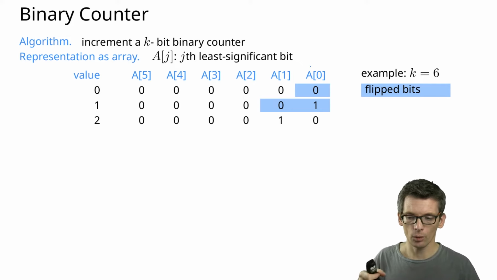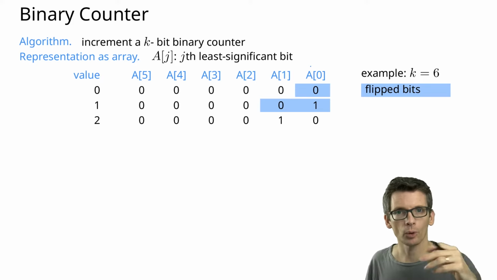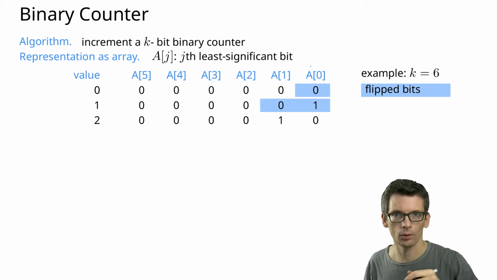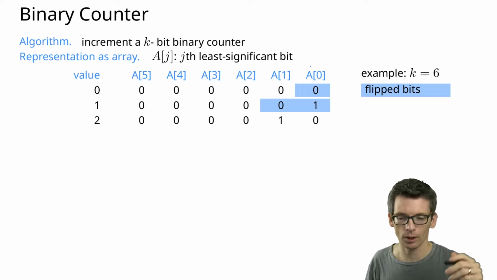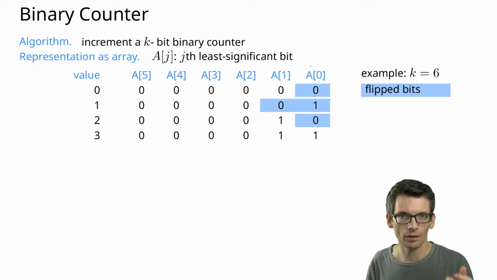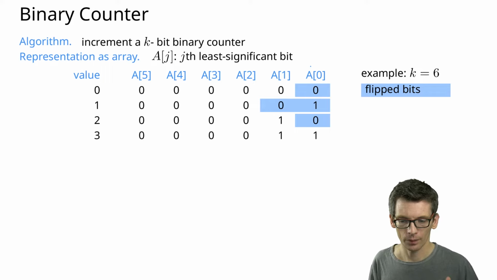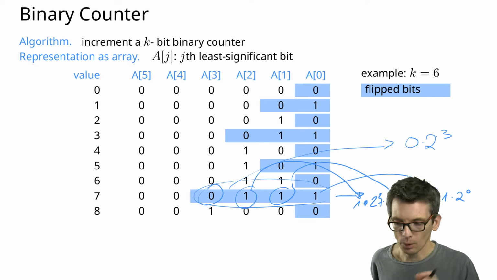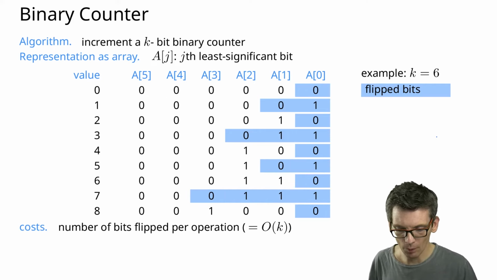From 2 to 3 we only have to switch a0, because 3 is 2 times 1 plus 1 times 1. So there the cost of updating our counter is 1. And in this way, the blue here indicates how expensive each of the increments is. But what we're looking at here is the cost of flipping, and that is the number of bits flipped.